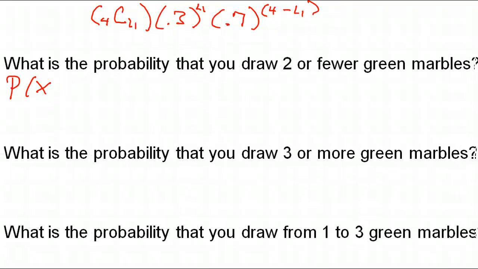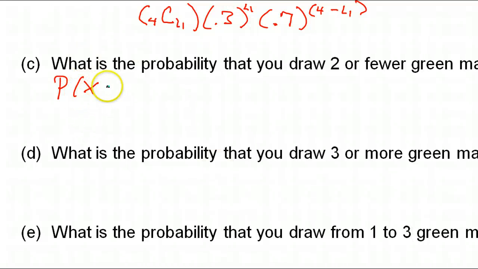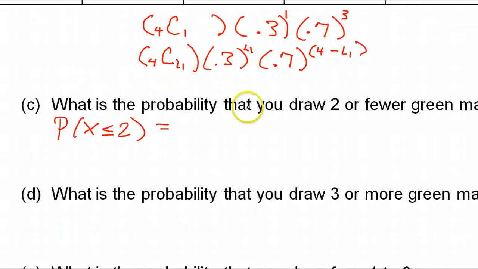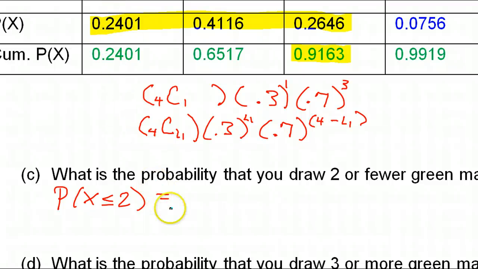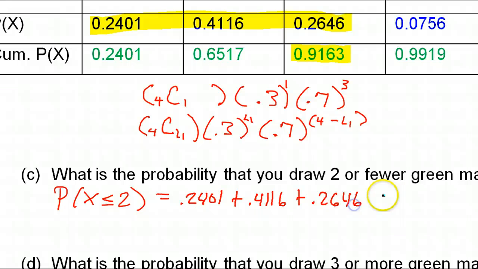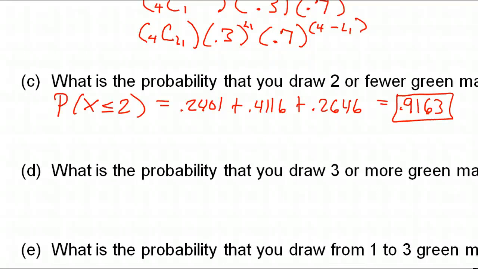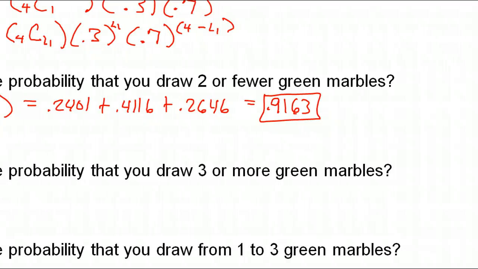Okay, what is the probability that you draw two or fewer green marbles? Don't forget your symbolism. Two or fewer, that is the probability that X is less than or equal to two. So we're just talking about the sum of all of these, but we've already added those when we did the cumulative. So we already know it's 0.9163. You should show some work though. So 0.2401 plus 0.4116 plus 0.2646 equals 0.9163.